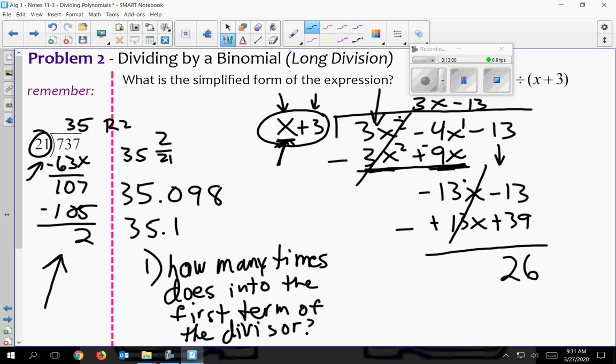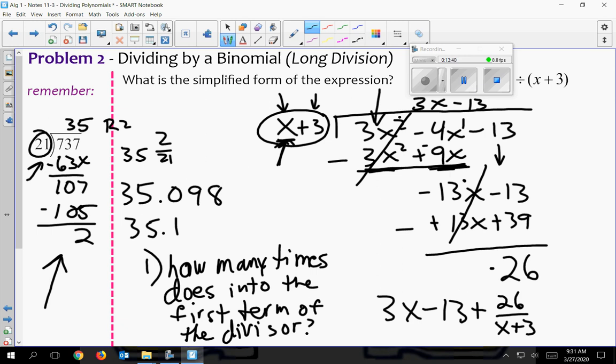And that, I'm all done. I've run out of divisors, so I'm done. That's my remainder, okay? So my answer is going to look like this. That 3x minus 13 that I had on top, this 26 is positive, so plus 26 over that thing I divided into, x plus 3. And that's your answer.